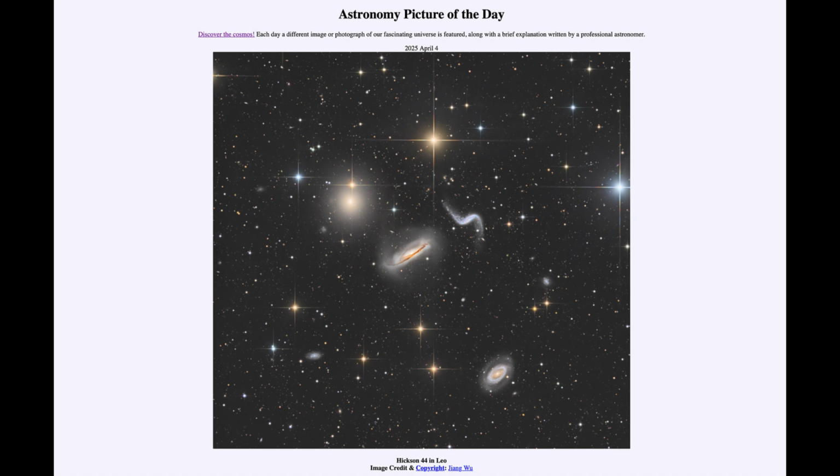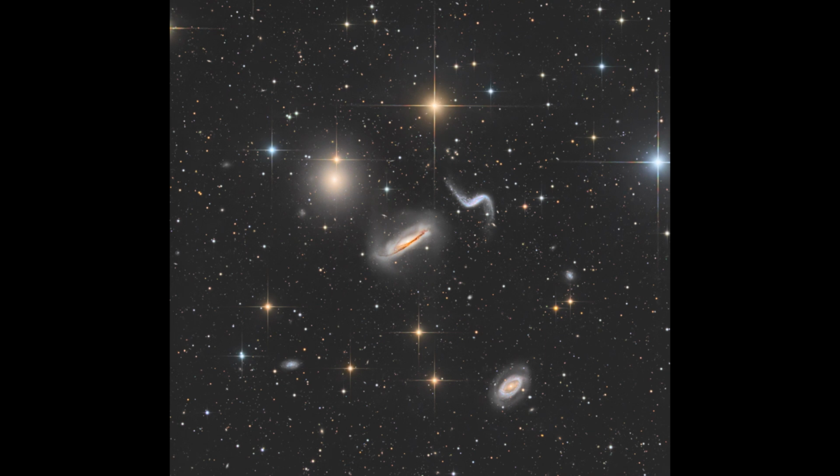Today's picture for April 4th of 2025 is titled Hickson 44 in Leo. So what do we see here? Well, here we see a compact group of galaxies known as Hickson compact groups, after one of the astronomers who studied and looked for groups of galaxies very close together in the sky.